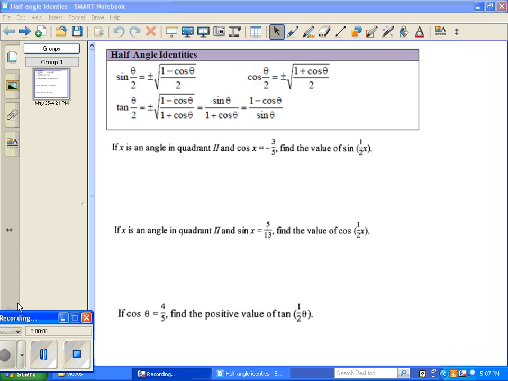We are going to use half-angle identities to solve the following problems. So in the first one, we have an angle that's in the second quadrant, and cosine of x equals -3/5. So we know that cosine is negative in the second quadrant. We want to find the sine of the half angle of x.